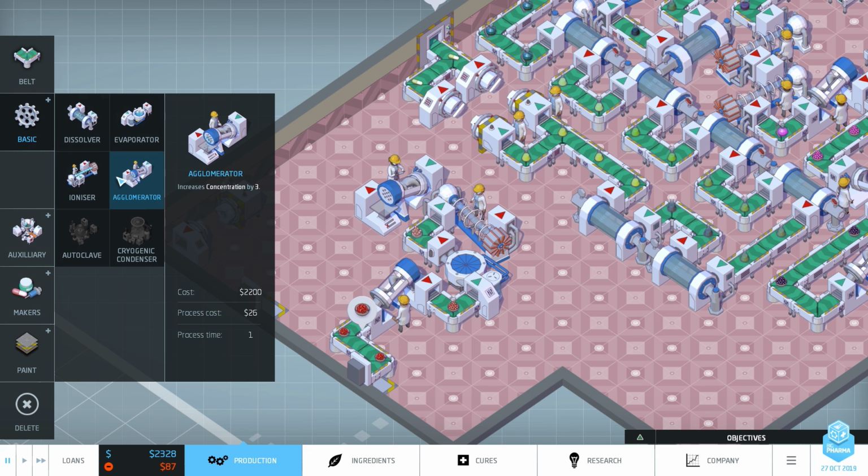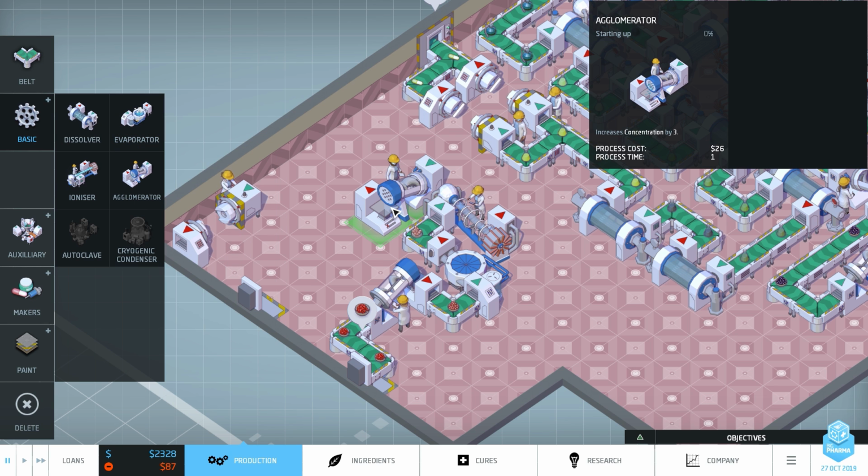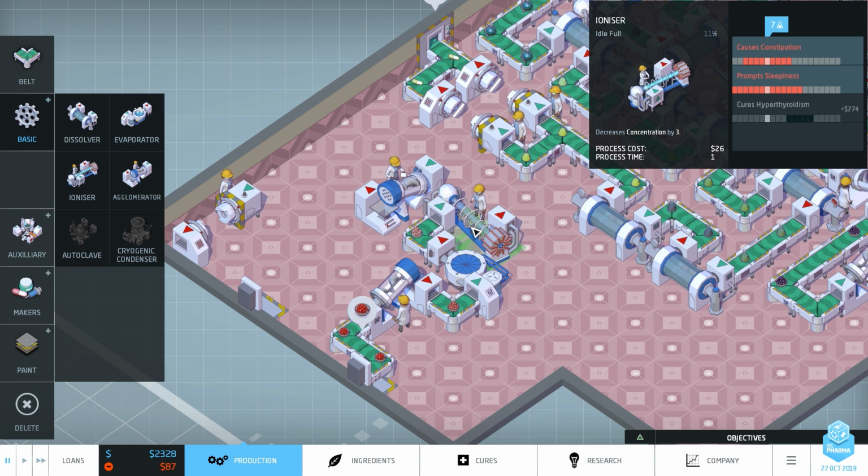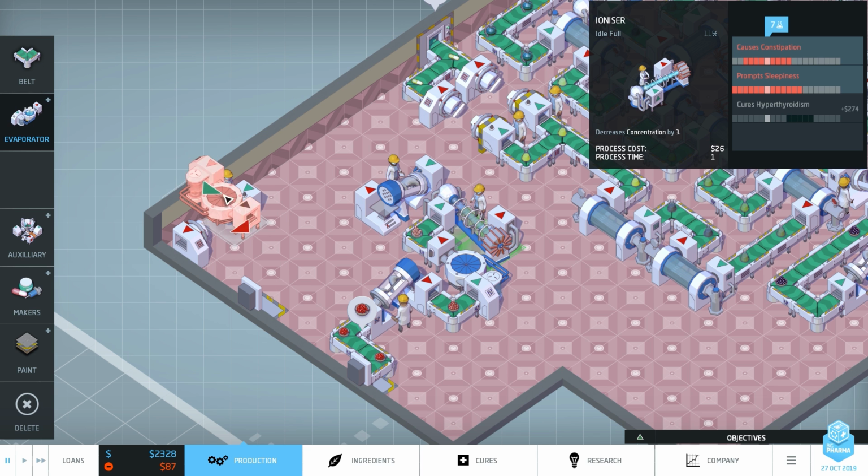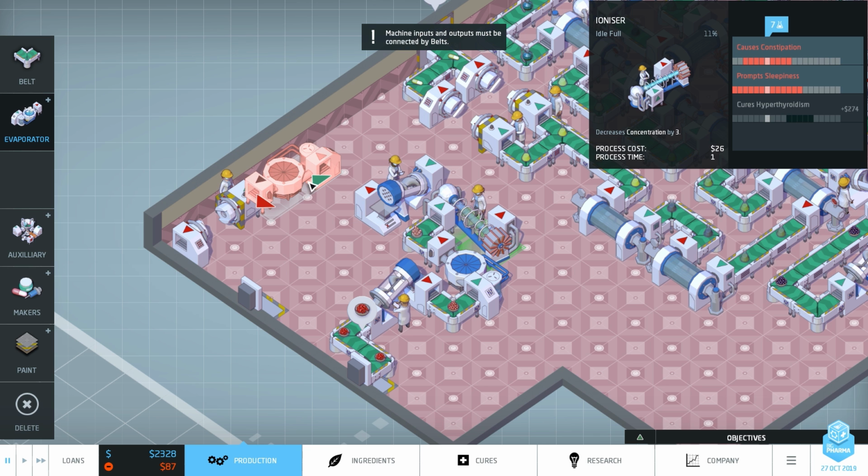And then increases constipation by 3, and then we need 1 more to bring it to hyperthyroidism. Cannot upgrade. Interesting. 1, 2, 3, 4. But at the low range of that. So 1 more evaporator. You know, okay.